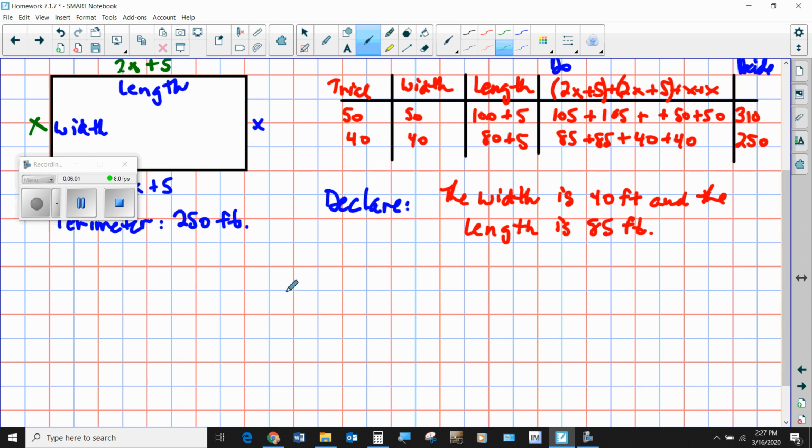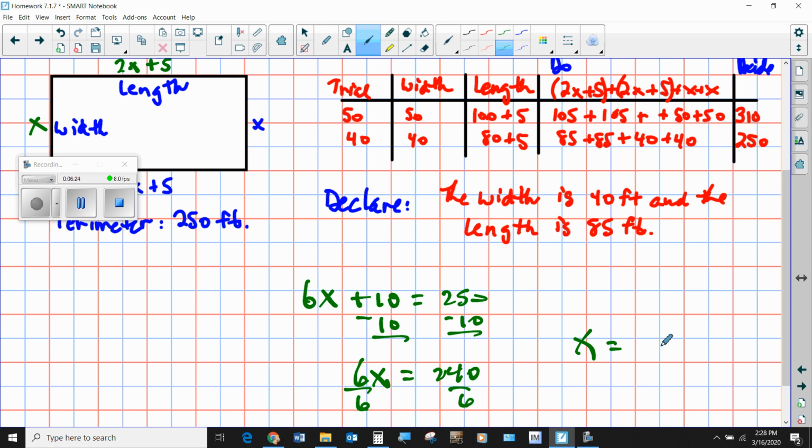So I'm going to add up all 4 sides. What is that? How many total x's? 2, 4, 6 x's. 5 plus 5 is 10. And when you add all those together, it's supposed to equal 250. So let's take away 10 from each side and see that 6 x's had to be 240. Divide by 6. And what do we get?